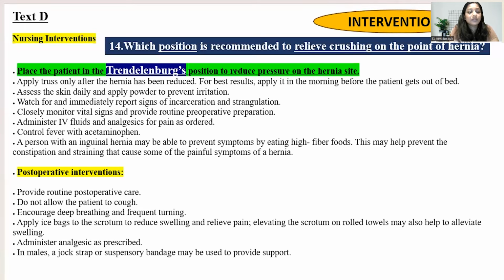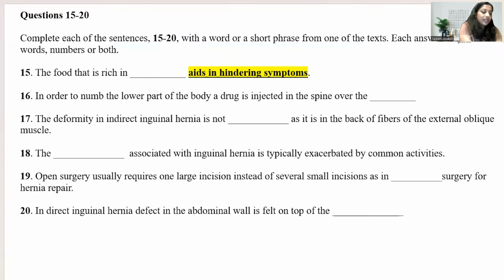Yes, very good. So again, you'll have 4 minutes to complete this. Ready? 15th one. So your time starts now. The food that is rich in dash aids in hindering symptoms. You can write your answers. We'll check it later.